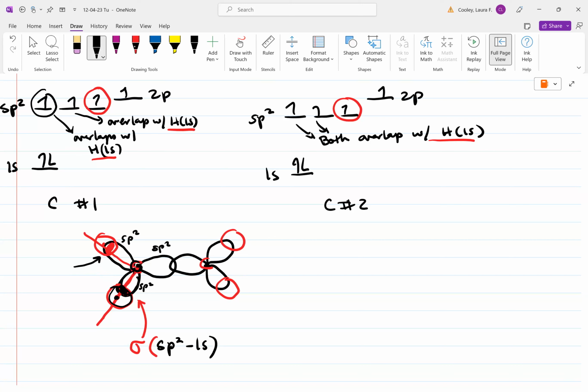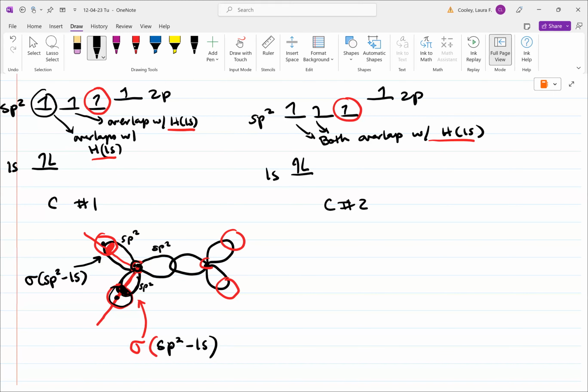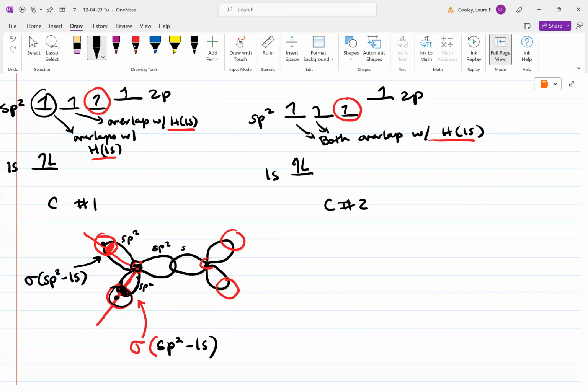Okay, so now this is the hydrogen nucleus and the carbon nucleus, the internuclear axis. This also is overlap along that internuclear axis. So that's also sigma sp2 1s. And of course, on this side, we also have sp2 orbitals. So this overlap, this is a sigma sp2 1s. And here again, sigma sp2 1s. I love when it does this to me.